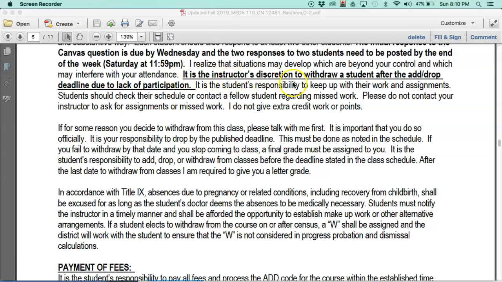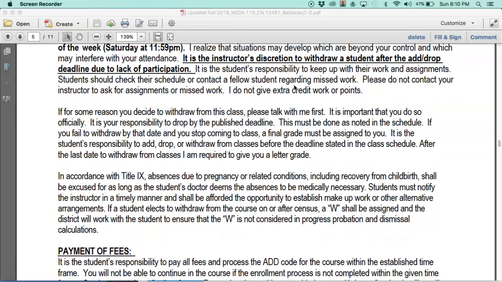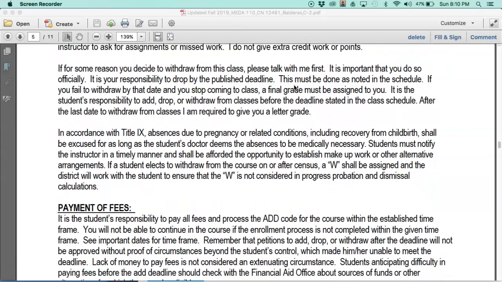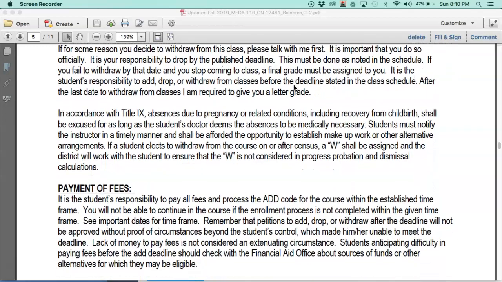It's up to my discretion to withdraw a student after the add-drop deadline due to lack of participation. It is your responsibility to withdraw from this class if you decide you are not going to continue, or else I have to give you a grade. There's no extra credit in this class.